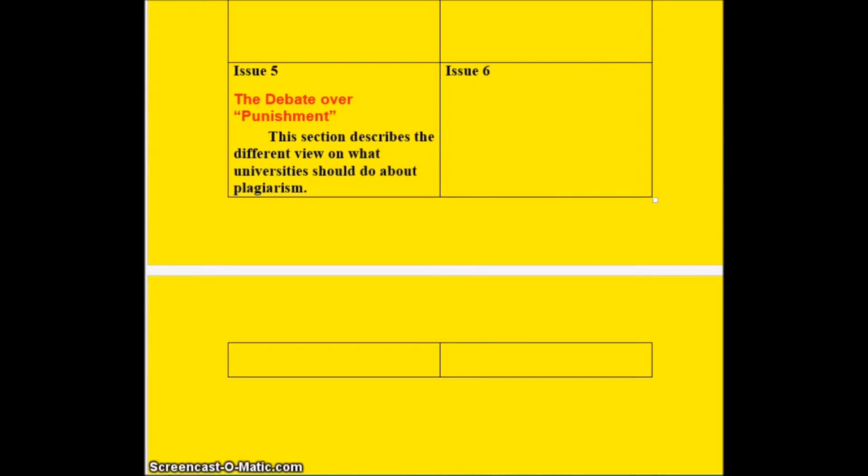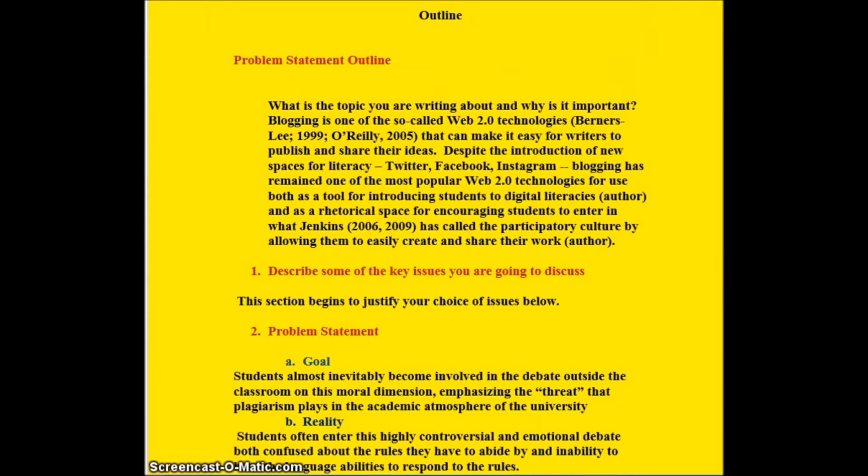And then I have a brief description. Again, this section describes the different views on what universities should do about plagiarism. And so I have a brief descriptive sentence there about what each part of the outline should be about. So once you complete the outline of the literature review, then you can go back to the beginning of the paper and talk about the introduction.